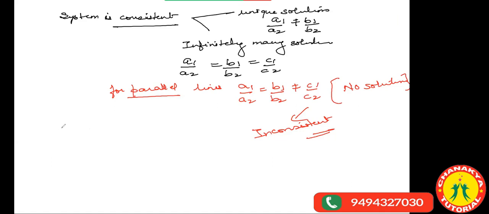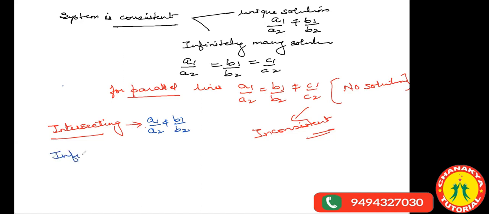So if I'm asking you, tell me the condition for the lines to be intersecting. So what is the condition? Aryan, unmute yourself. Ma'am, A1 by A2 is not equal to B1 by B2. A1 upon A2 is not equal to B1 upon B2. Good, Aryan.